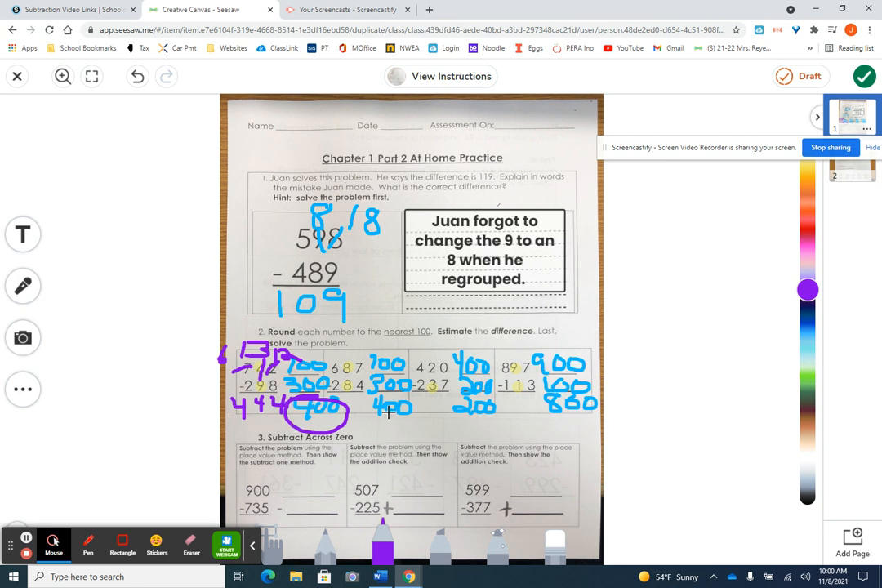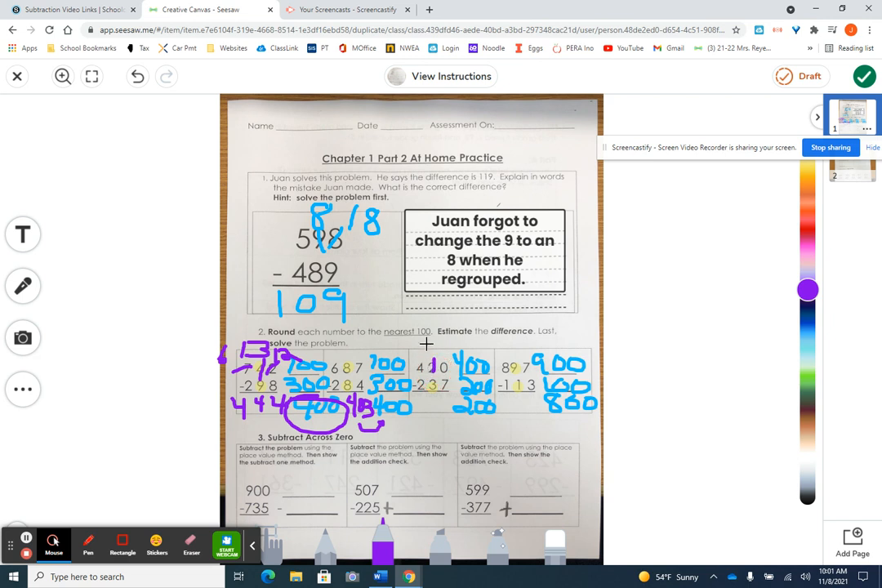So 444 is reasonable. In my next problem, I've got a 7 minus 4, which I can do. So I know that 7 minus 4 is 3. I know that 8 minus 8 is 0. And I know that 6 minus 2 is 4. So 403. And look at how close 403 is to 400. That's reasonable.